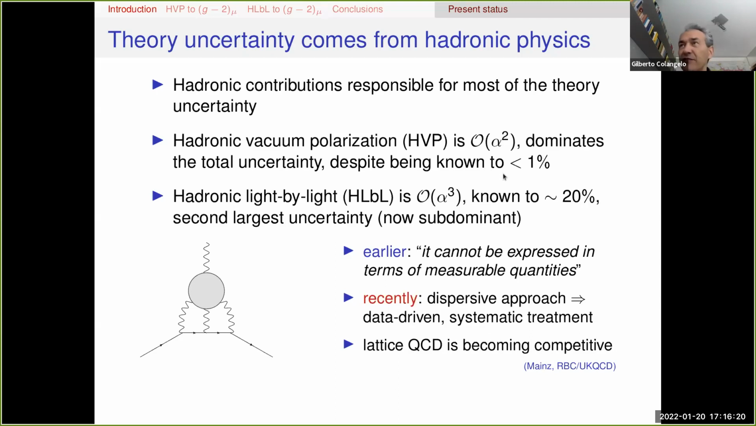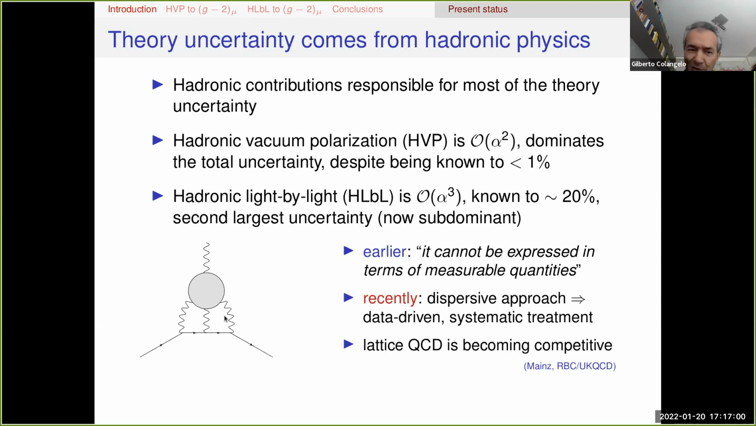And so while for hadronic vacuum polarization you need an uncertainty below 1%, in this case, as I mentioned, this is now estimated to about 20%. This makes it subdominant with respect to the previous one. But this is the result of recent work, because earlier many people thought, or would even say publicly, that this could not be expressed in terms of measurable quantities. Now this has changed: the dispersive approach, which we have contributed developing in Bern, has led to a systematic treatment of this contribution too.